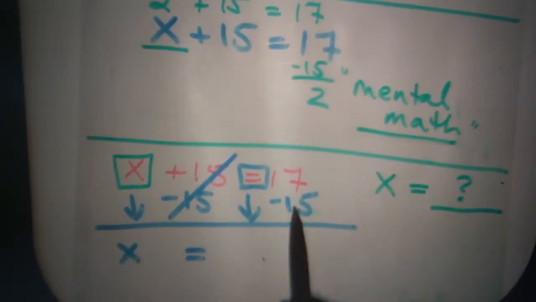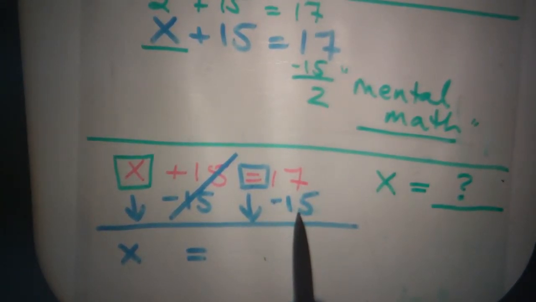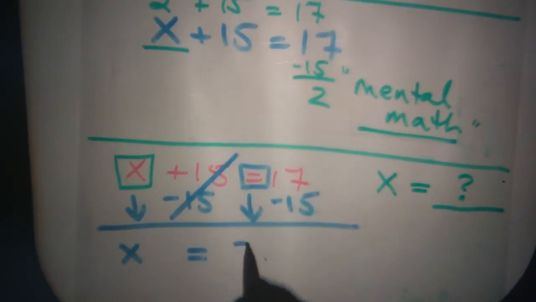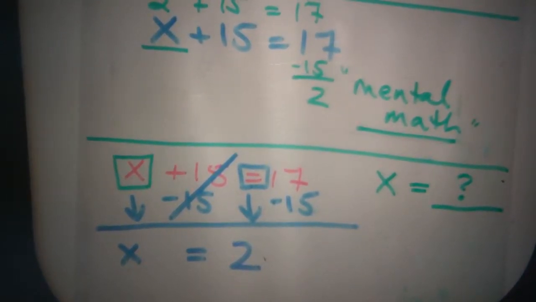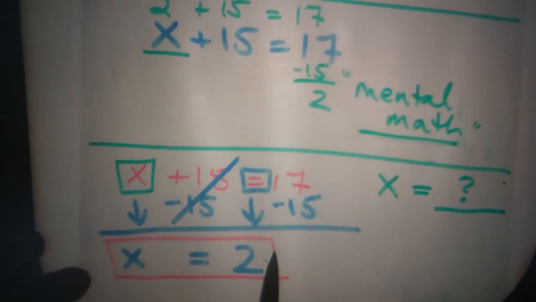But here I still have to do some calculations. I have 17 minus 15. Well, 17 minus 15, 2. And there's my solution. X equals 2.